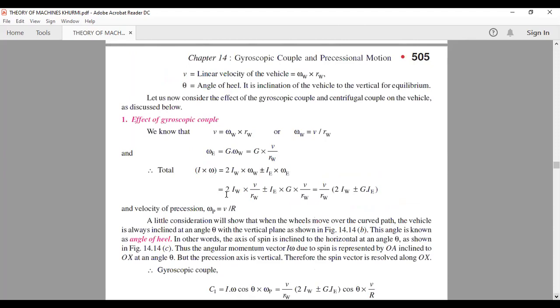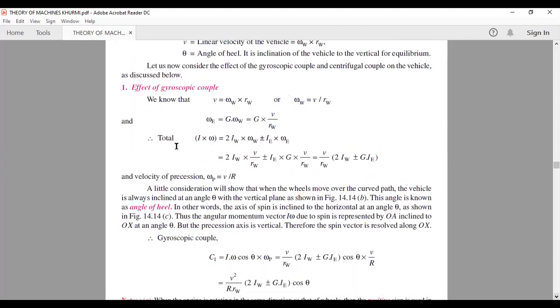In the two-wheeler also, we have two cases. First one is the effect of gyroscopic couple. We have the formula I into omega, that is V by RW into 2 into I omega IW plus or minus G into IE. So this is the value.